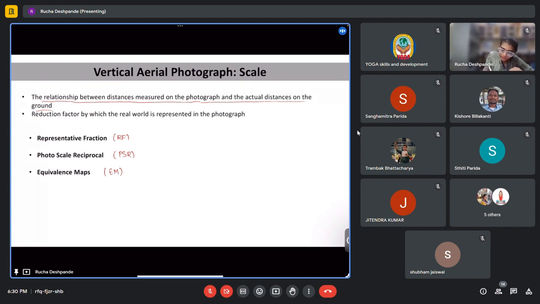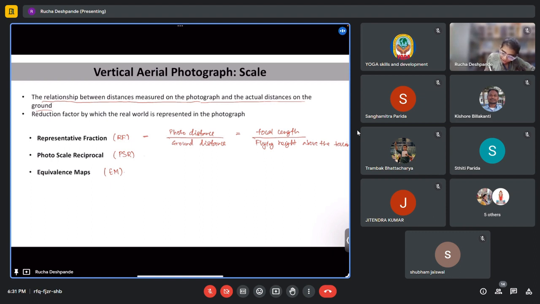So representative fraction, or RF, is the ratio of photo distance by ground distance. It can also be defined as the ratio of the focal length of the camera divided by the flying height above the terrain. So these two ratios can give us the representative fraction.